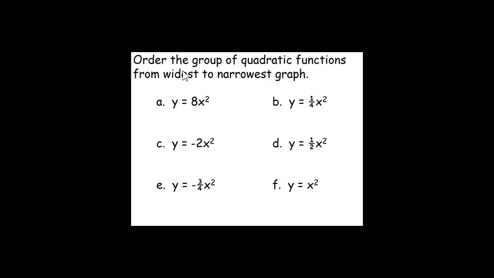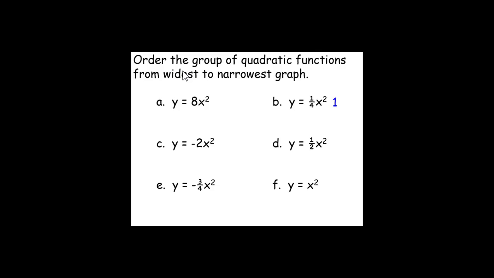Order the group of quadratic functions from widest to narrowest graph. Now we need to disregard the sign. Whether it's positive or negative, it doesn't matter. All we're trying to find out is which leading coefficient, which a term, is closer to 0. And that would be b.